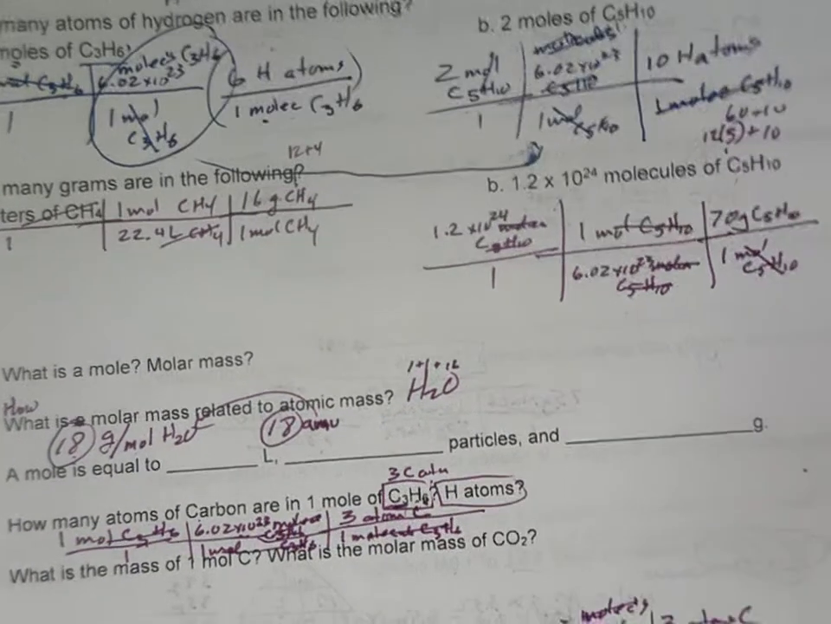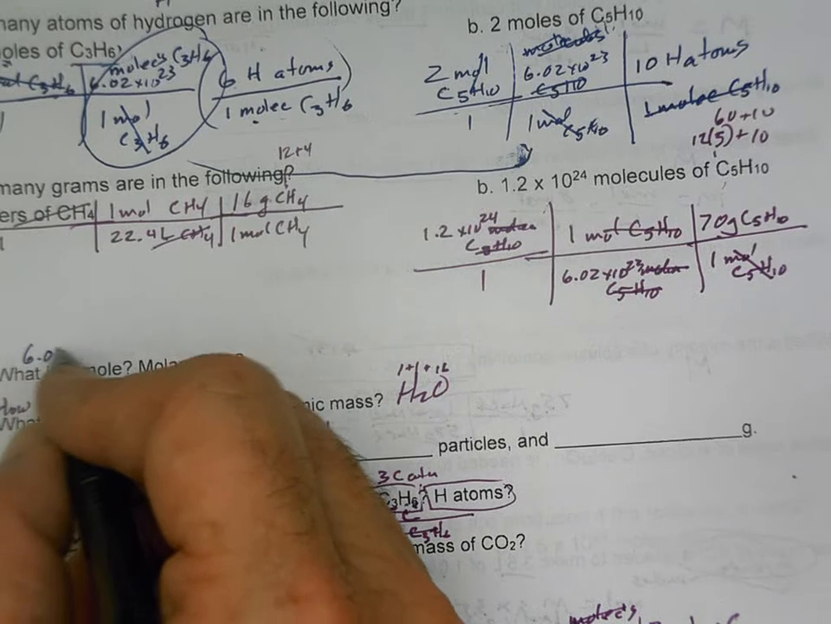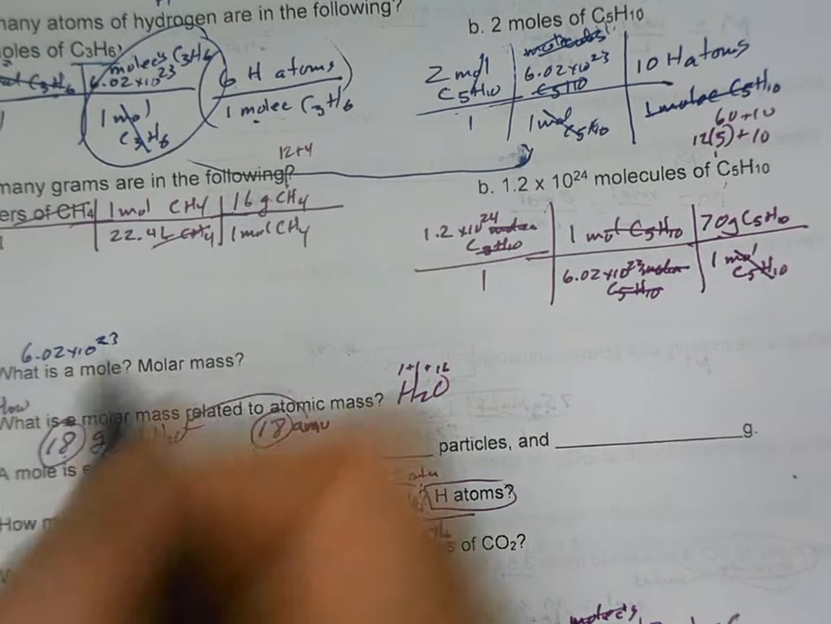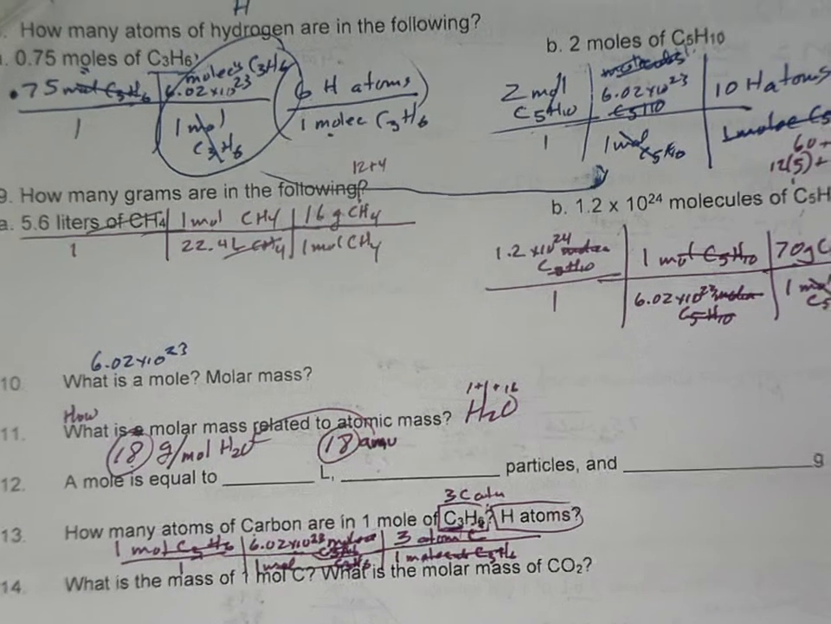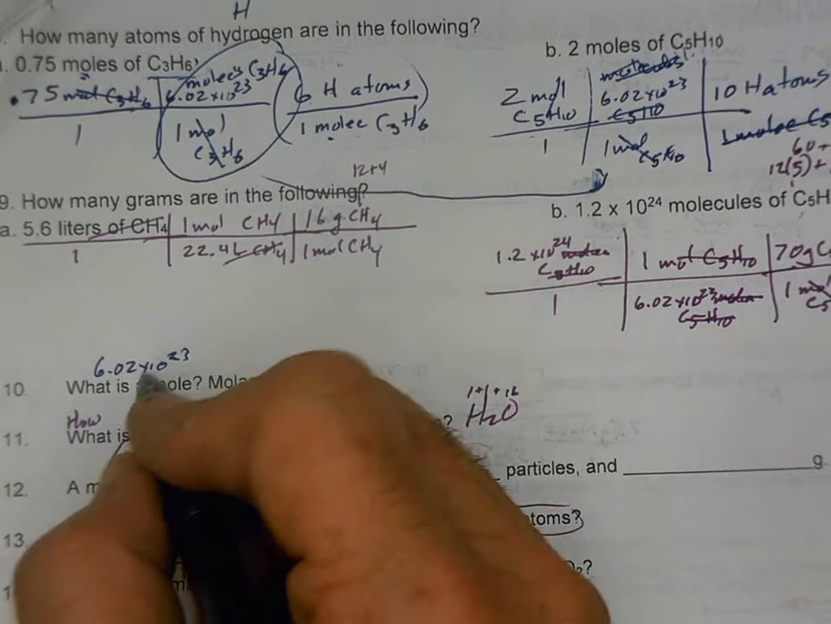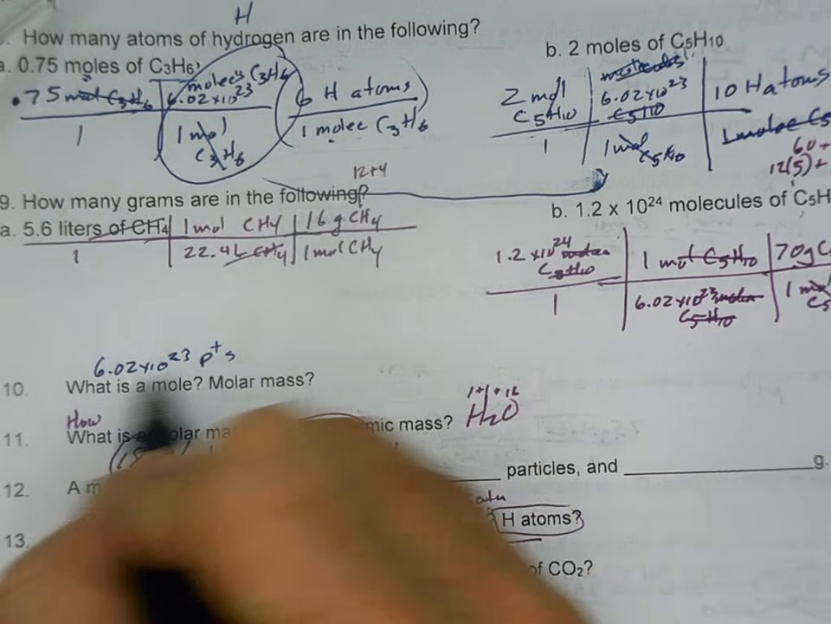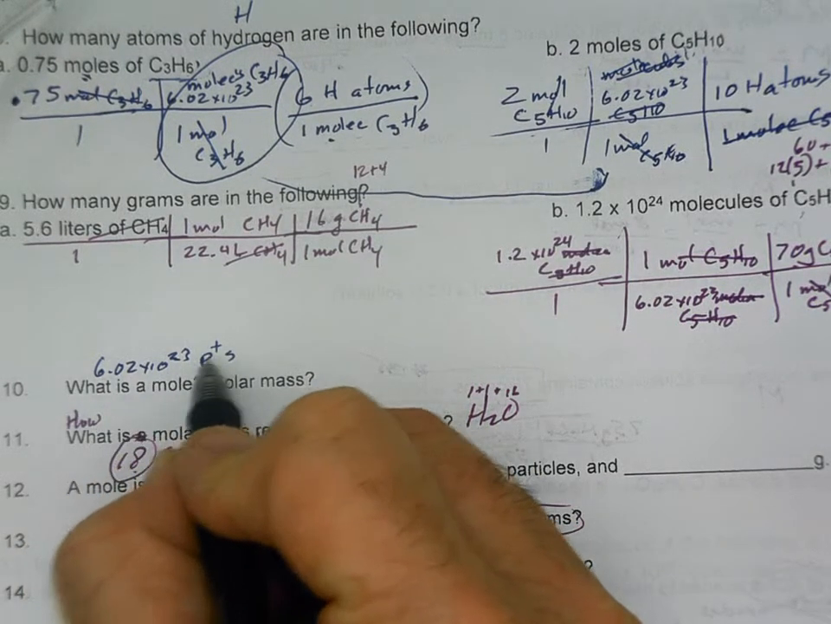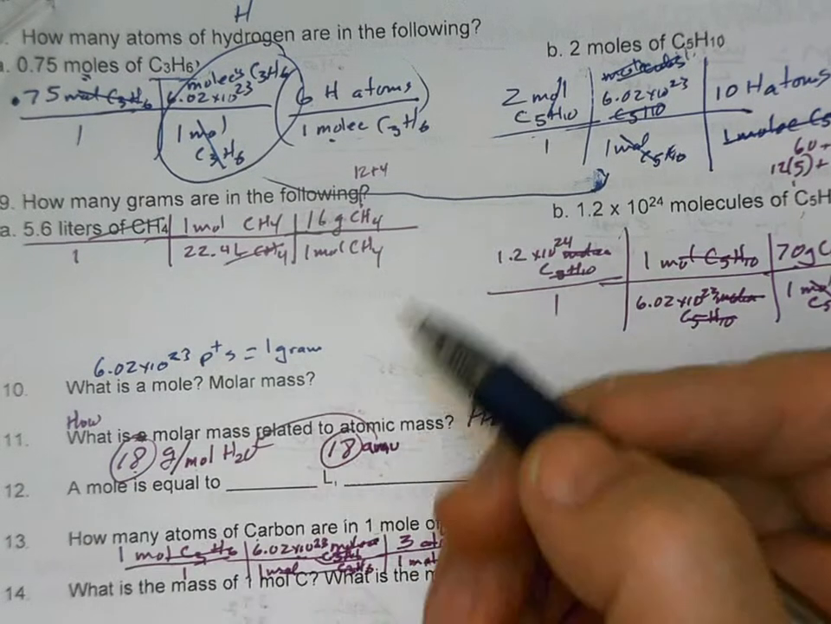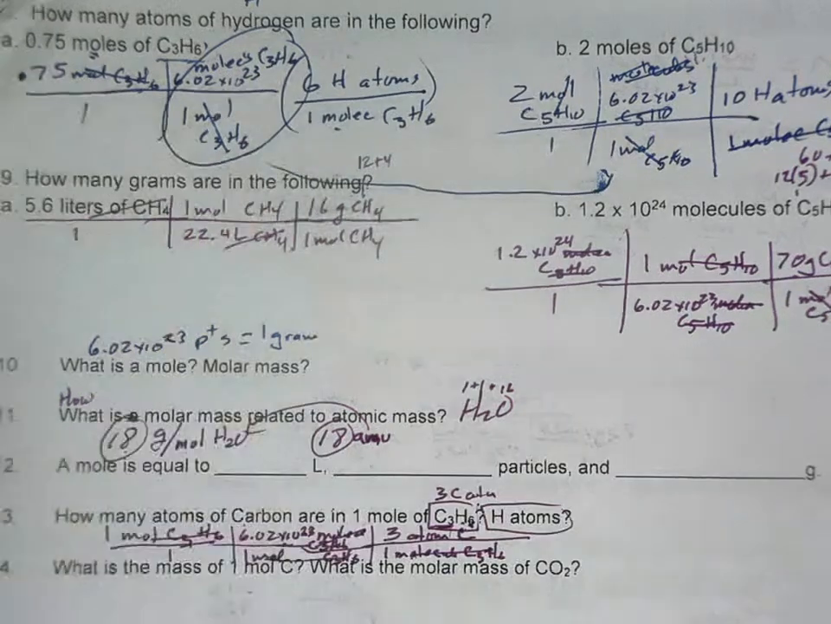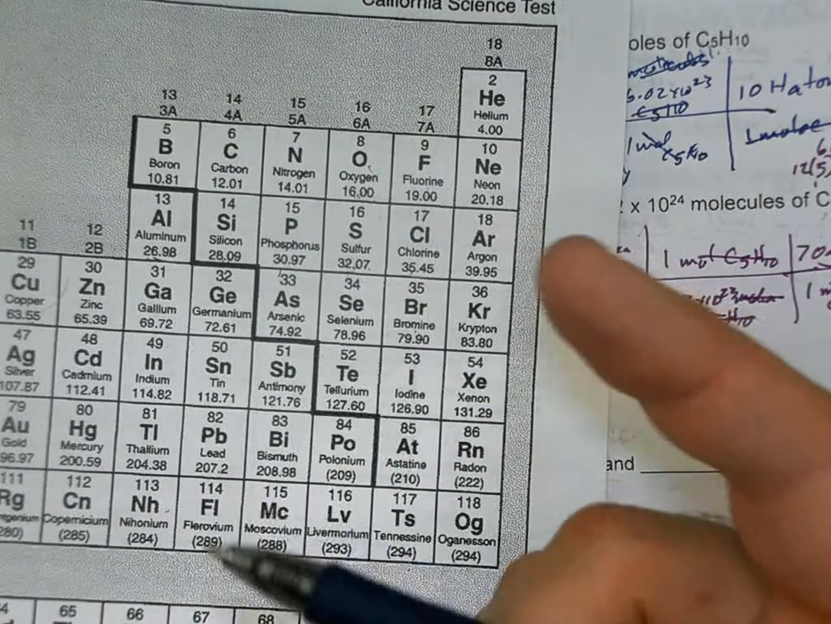Number 10, what is a mole? Well, technically it's 6.02 times 10 to the 23 of whatever you're talking about. It's a number. It's a huge number. It just happens that for chemistry, that's 6 protons. So 6.02 times 10 to the 23 protons equals 1 gram. And that's how they kind of came up with this, because protons are kind of a big deal in chemistry. When we look at these atomic weights, every one of those numbers there represents the weight of a proton.